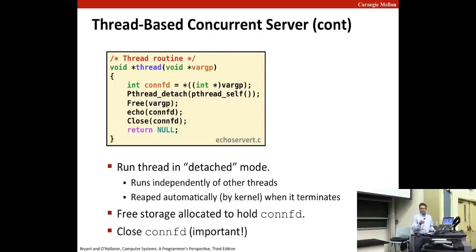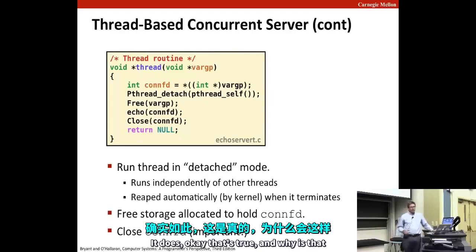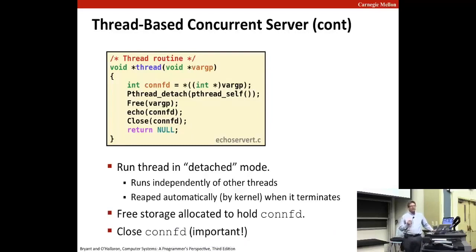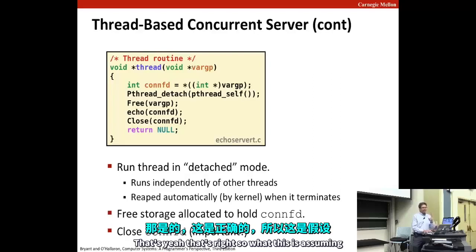Can you see why? Yes? That address points to a variable that's on the stack of the original thread. It does. Okay, that's true. And why is that bad? The original thread could return before this is called, so it could be freed already. That's right.